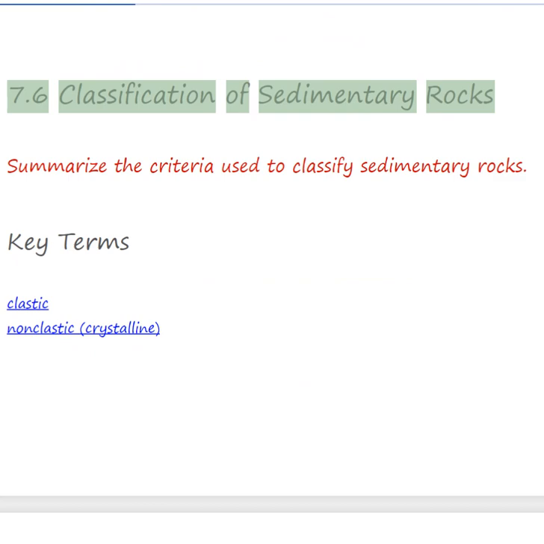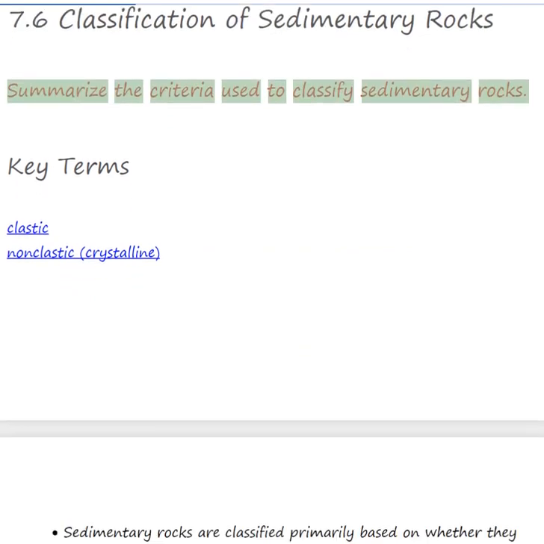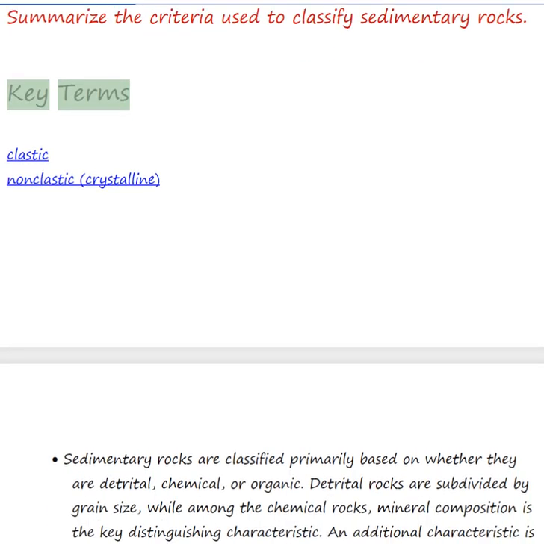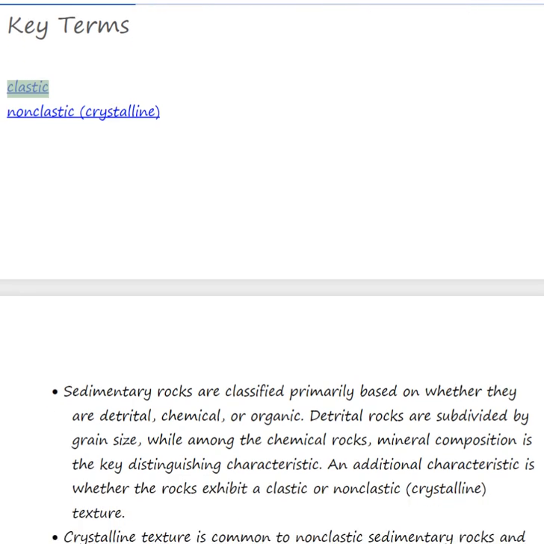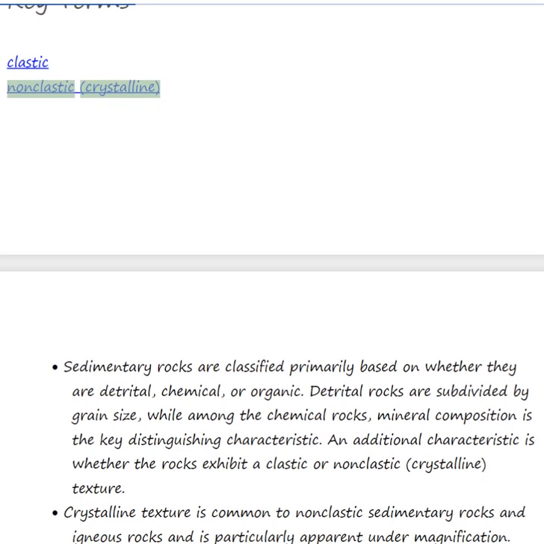7.6 Classification of sedimentary rocks. Summarize the criteria used to classify sedimentary rocks. Key terms: clastic, non-clastic.